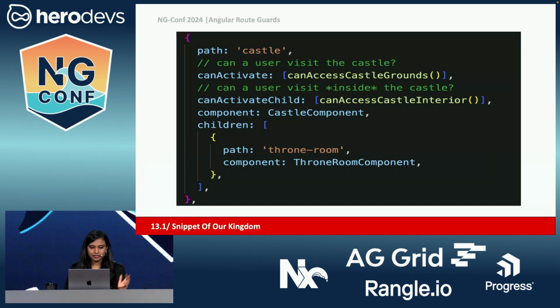And we can see here that there's a child route under castle, which is the throne room. So if the user wants to access the castle, we can see that there's a canActivate guard, which will check, can the user even visit the castle? And if it is true, then the castle component will be loaded. Now, if someone wants to go to the throne room, that's the child route, in that case, the canActivateChild guard will be triggered, and it will check whether that user can visit inside the castle. If yes, then they will be able to enter the throne room component.